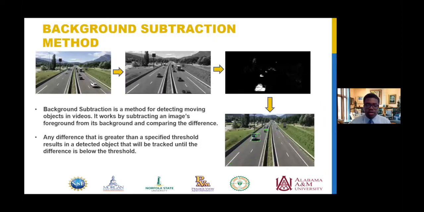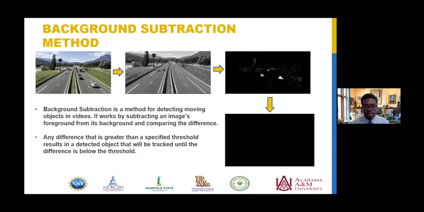Here we go in depth on background subtraction. Background subtraction works on the idea of subtracting moving elements of a video from the stationary background and comparing the absolute difference. It works by taking in a video, converting it to grayscale, and then highlighting any moving objects white. This can be seen in the video on the upper right. The final result is the video on the lower right, where the moving objects are being detected and bounding boxes are drawn around them as they move through the video.